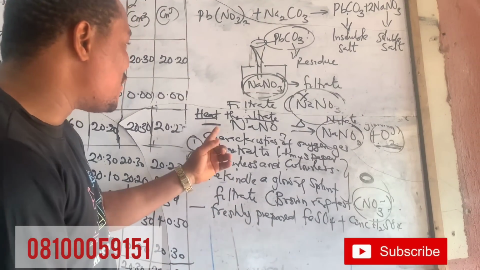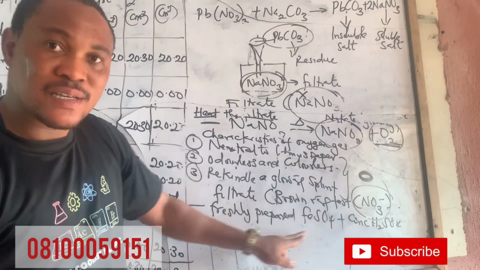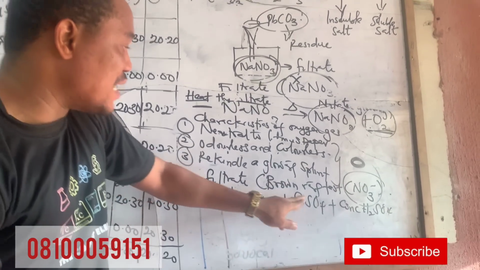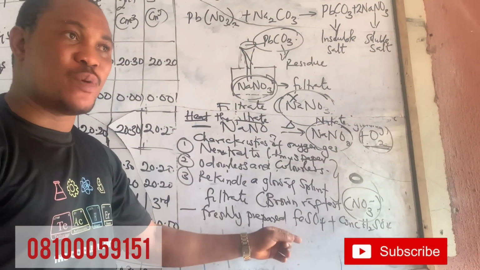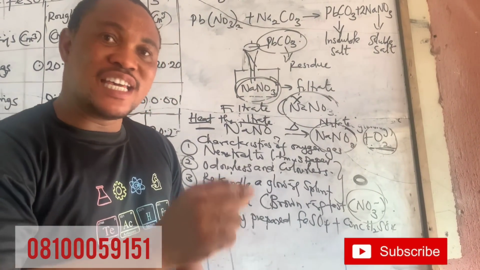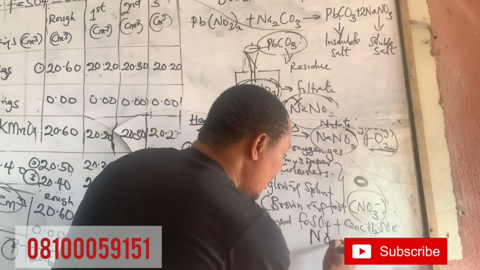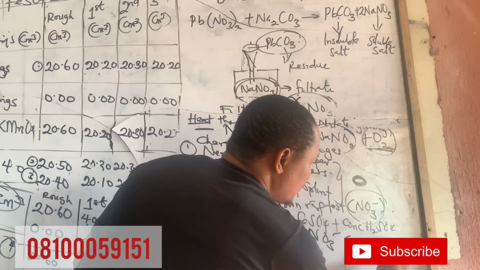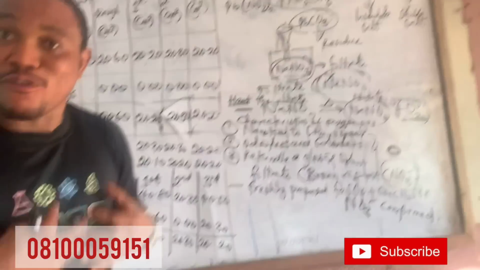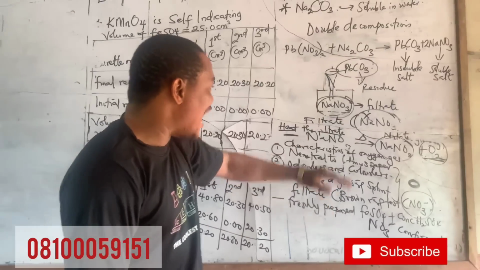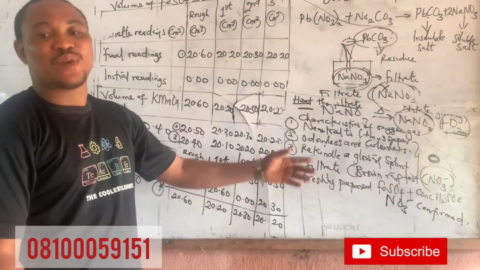But if the question now says the filtrate plus freshly prepared FeSO4 plus concentrated H2SO4, what will you now write in your observation? The observation will be that a brown ring is observed. Do you see that? A brown ring is observed. What will now be your inference? NO3 minus confirmed, because that's a confirmatory test. So these are the two things I'm expecting. It's either they are telling us to heat it or we are doing this. So if you see this on that day, you should be able to answer the question.